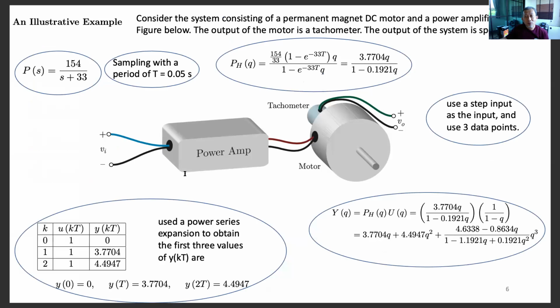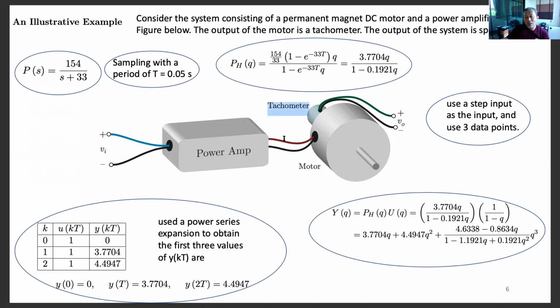So I give you an illustrative example where we have a simple DC motor connected to the power supply, and we have the input Vi and the output V0. The input is a step input, and the output is the speed of the motor. So this motor will rotate when we give a power supply, and the speed of the motor will be measured using a sensor, a tachometer, right?